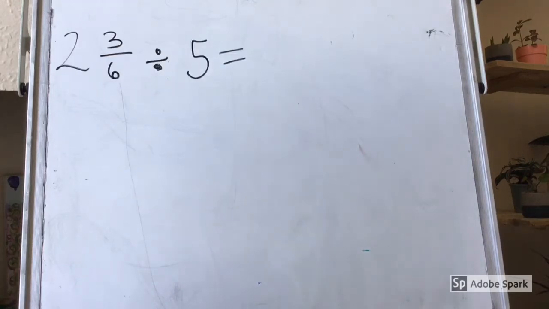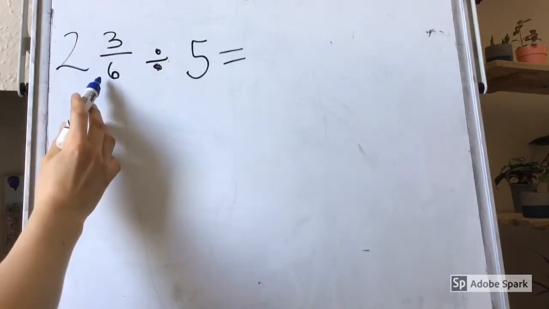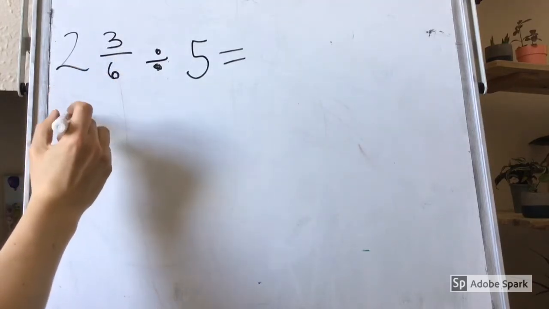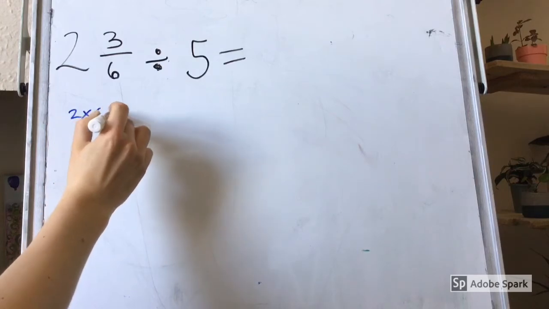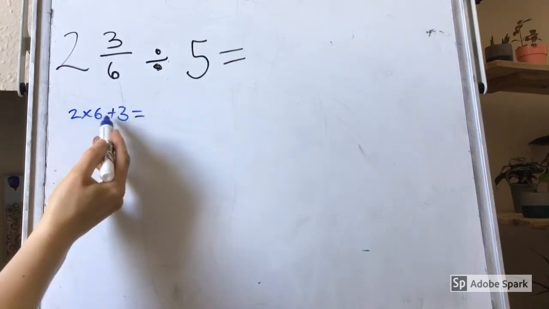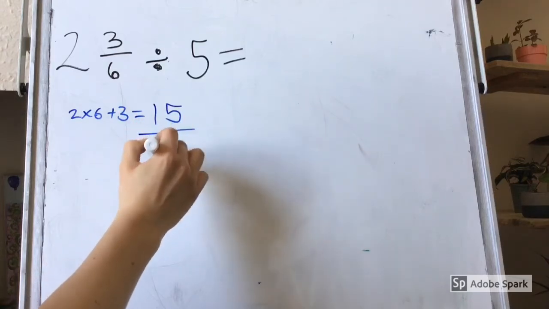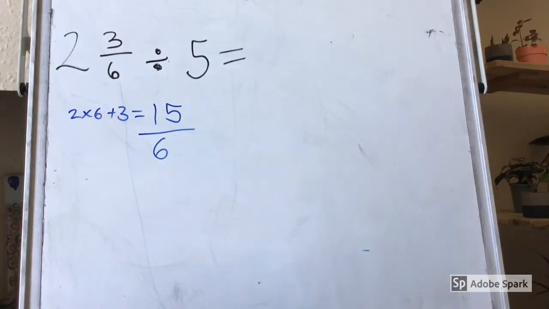So here we have a challenge. If we have a mixed number divided by an integer, we need to change that mixed number into an improper fraction. So here we know we've got 2 lots of 6/6 and 3/6. So 2 lots of 6 is 12, and add on 3 is 15. Now we've got 15 over 6, see if you can do the division.